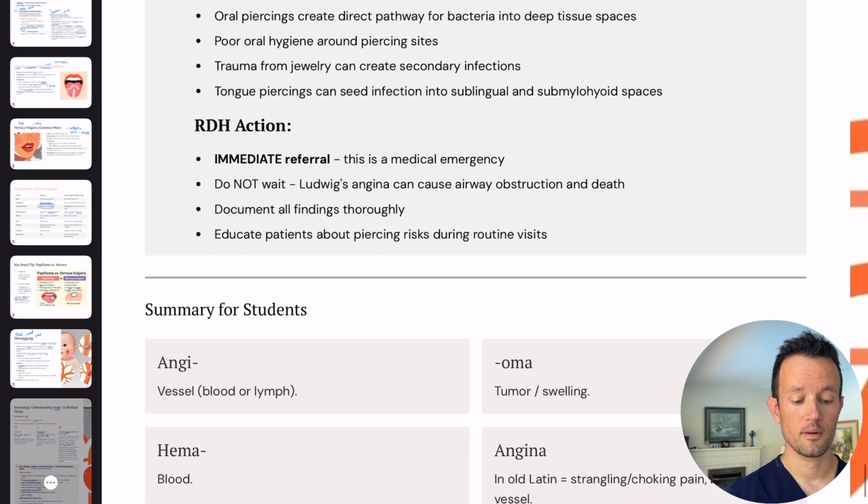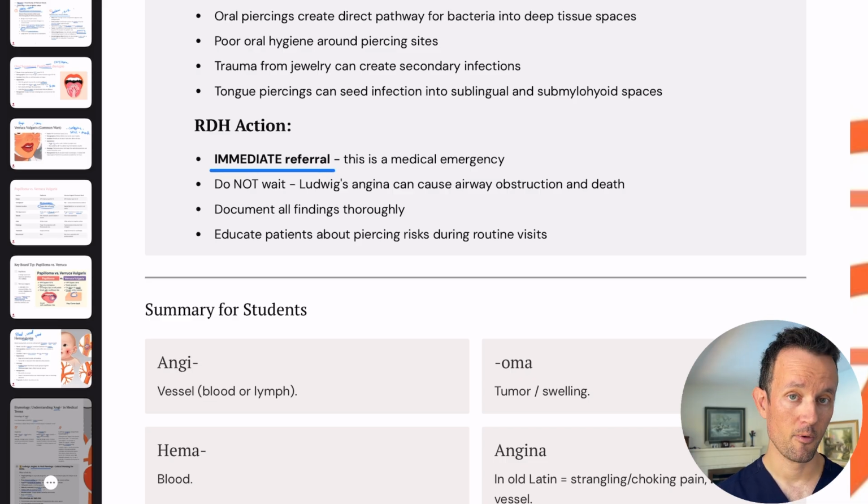So we need an immediate referral. This is a medical emergency. If your patient reports having a bilateral swelling and difficulty swallowing, they need to go to emerge, not you. Tell them, as you have this piercing, that's your choice, I respect that, but you need to be monitoring for this. If you feel any difficulty swallowing, take a look, feel around. Is it hard to swallow? You need to go to a doctor and be evaluated right away.